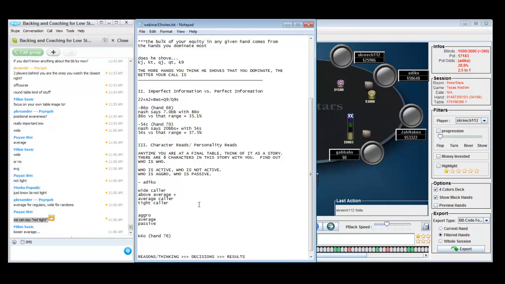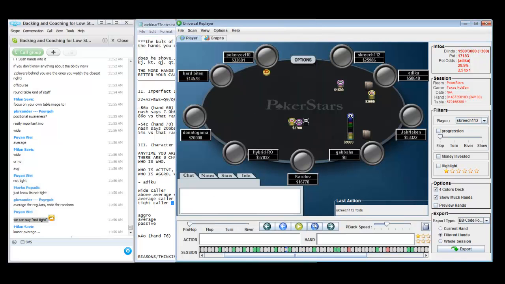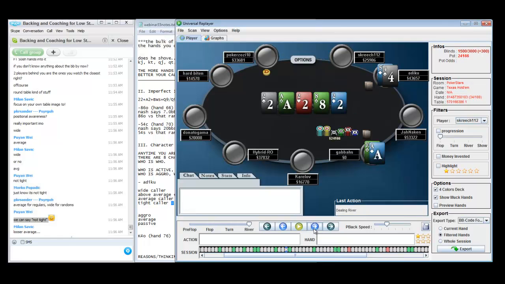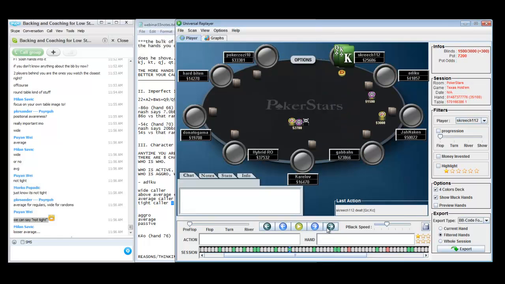Let's put a negative sign there for not tight. That's a really good read. The opposite of the read you were trying to get, right? Good. Okay, let's move on.